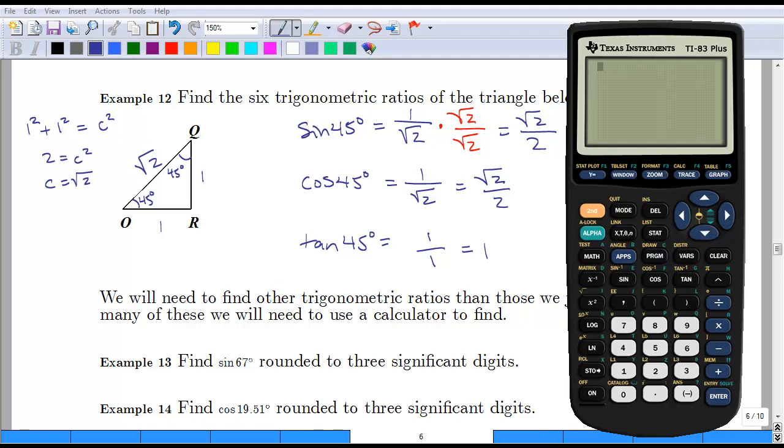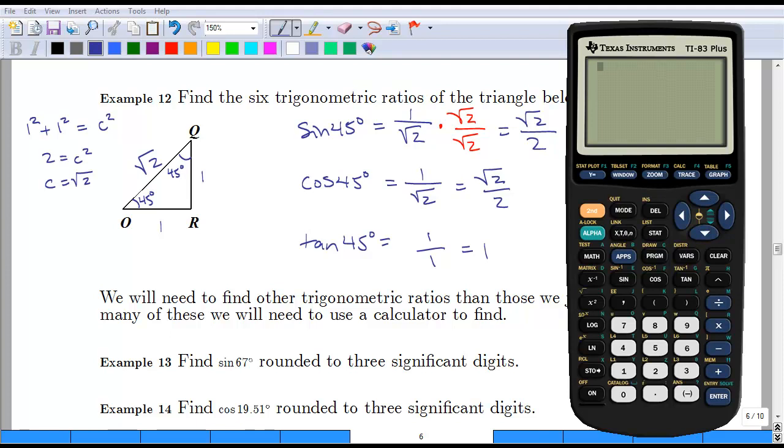What we are going to do is use these buttons here: sine, cosine, and tangent. But before we do so, we need to make sure that we are in the correct mode. Remember, for this class, we are only using degrees. Once you get into Tech Math 3, you'll be using what are called radians.